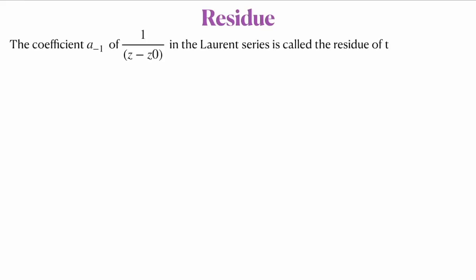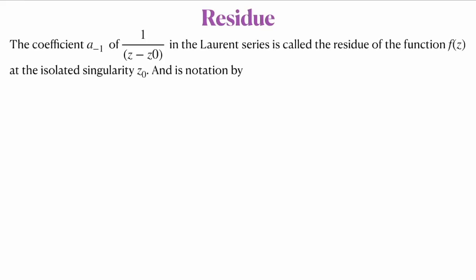Okay, let's look at the definition of residue. This plays an important role in the rest of the complex analysis. The coefficient a minus 1 of z minus z0 in the Laurent series is called the residue of the function f of z at an isolated singularity z0, and it is denoted by the coefficient a minus 1 equals residue of f of z at z0. Residue can be easily calculated if you have a Laurent series.